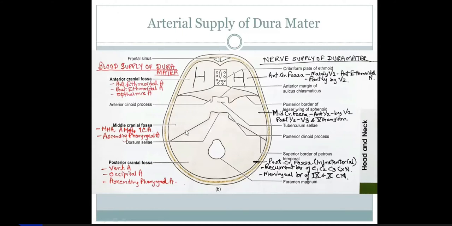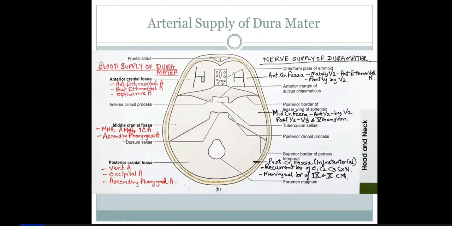Now talking about the dura lining the floor of the cranial cavity. This posterior cranial fossa is actually subdivided by tentorium cerebelli, which is a horizontal tent-shaped fold of dura, into an infratentorial fossa, which lodges the hindbrain and the lower portion of the midbrain. And above that will be the occipital lobes of the cerebrum.